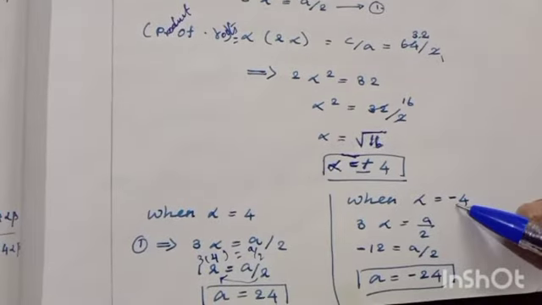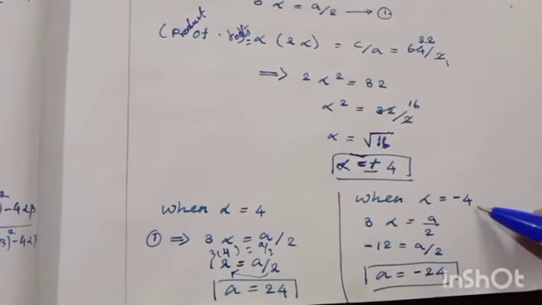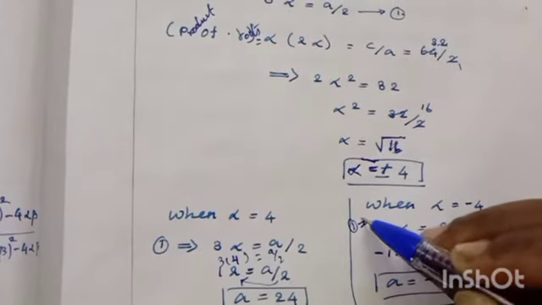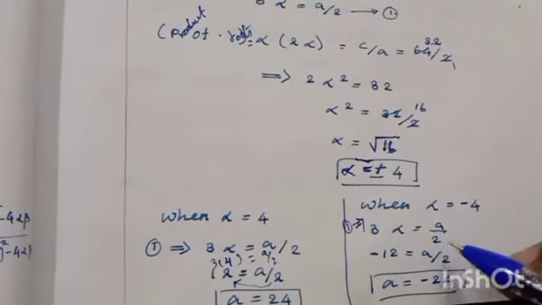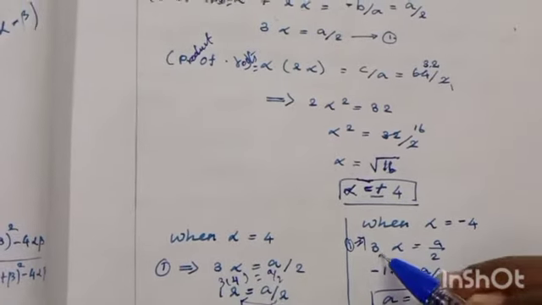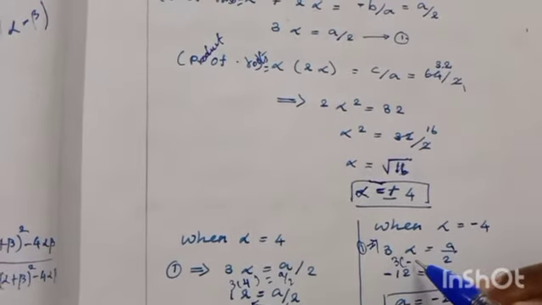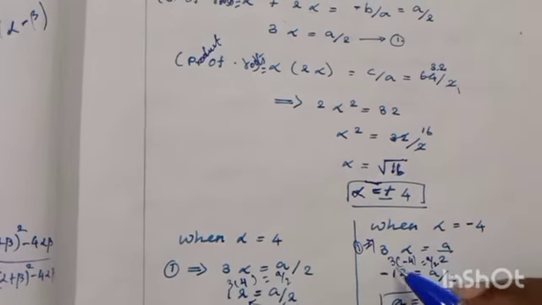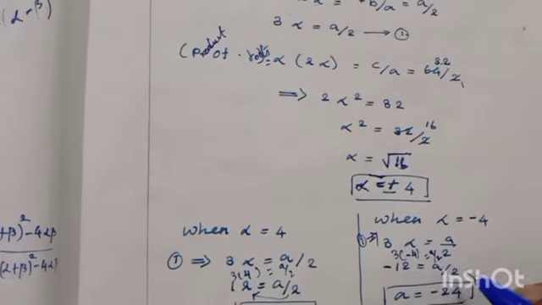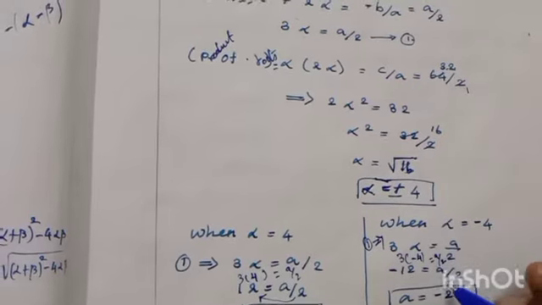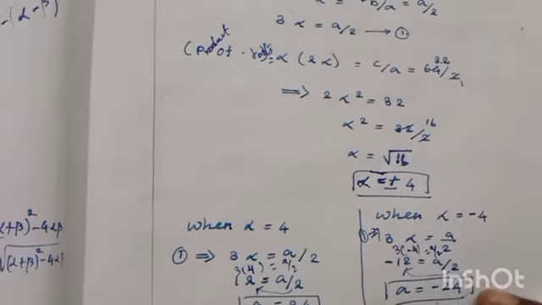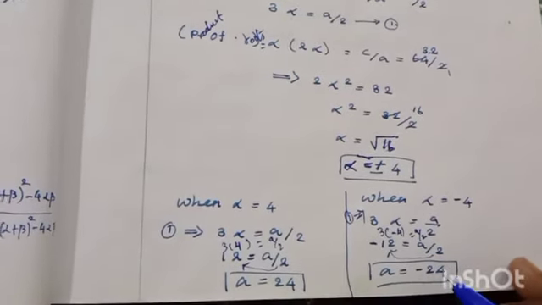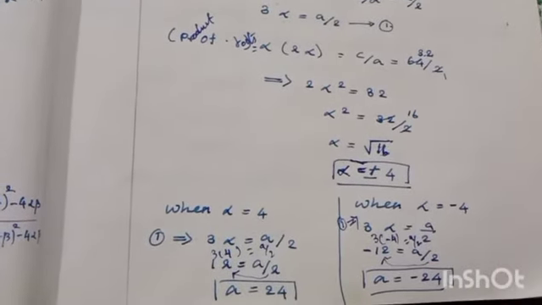Now you have to substitute alpha is equal to minus 4 in equation number 1. That is, 3 alpha is equal to a by 2. So 3 into minus 4, minus 12 is equal to a by 2. A is equal to, you have to multiply here, so that is minus 24. So the a value is 24 and minus 24.